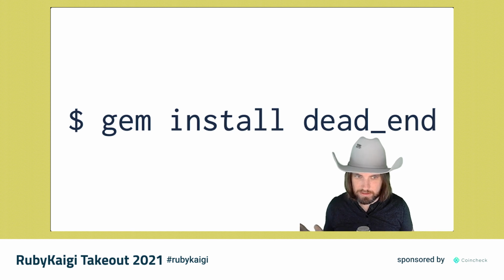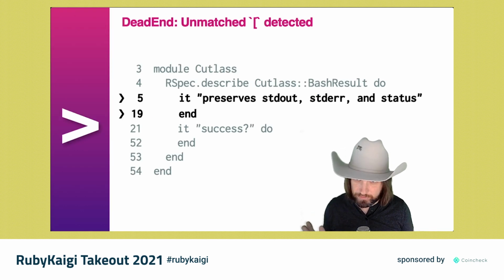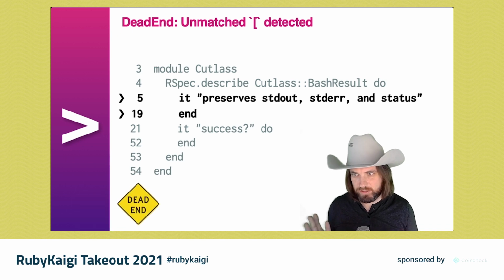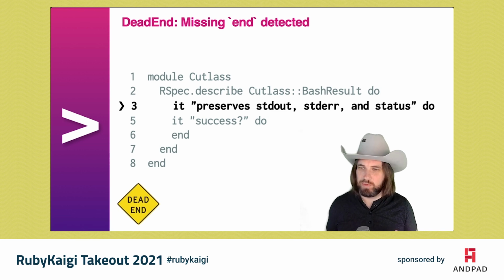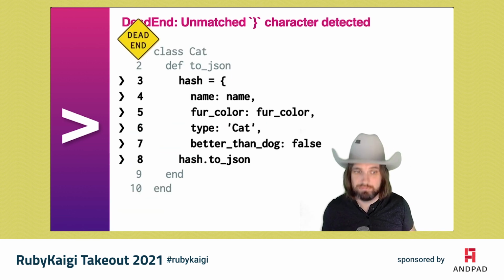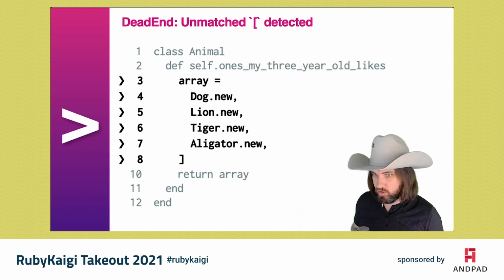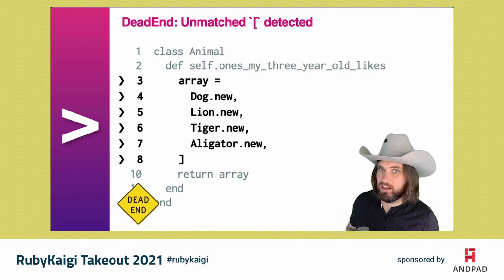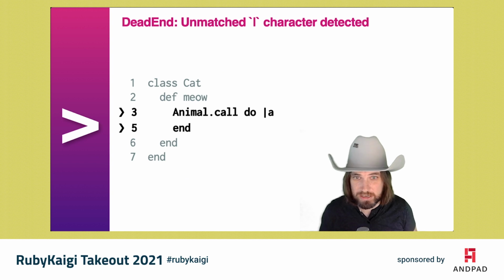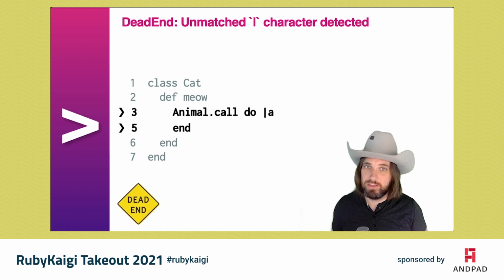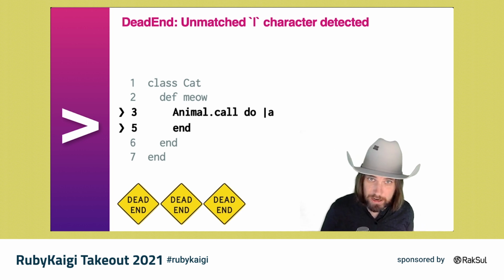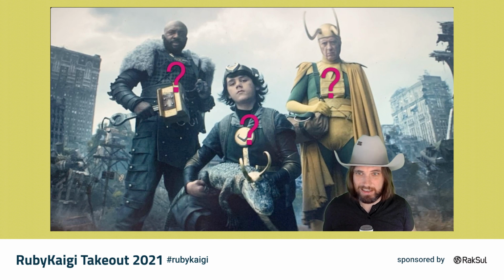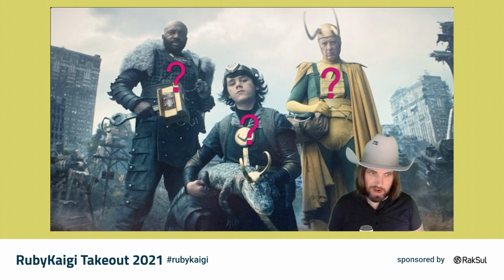Well, what all can deadend do? When you miss a keyword like if, do, or def, deadend finds the problem. When you miss an end keyword, deadend finds the problem. When you miss a curly bracket, deadend finds the problem. When you miss a square bracket, deadend finds the problem. Have a problem with a missing pipe character? Deadend finds the problem. Have a problem with a missing Marvel Universe comic book character? Unfortunately, deadend can't do everything, but we tried.